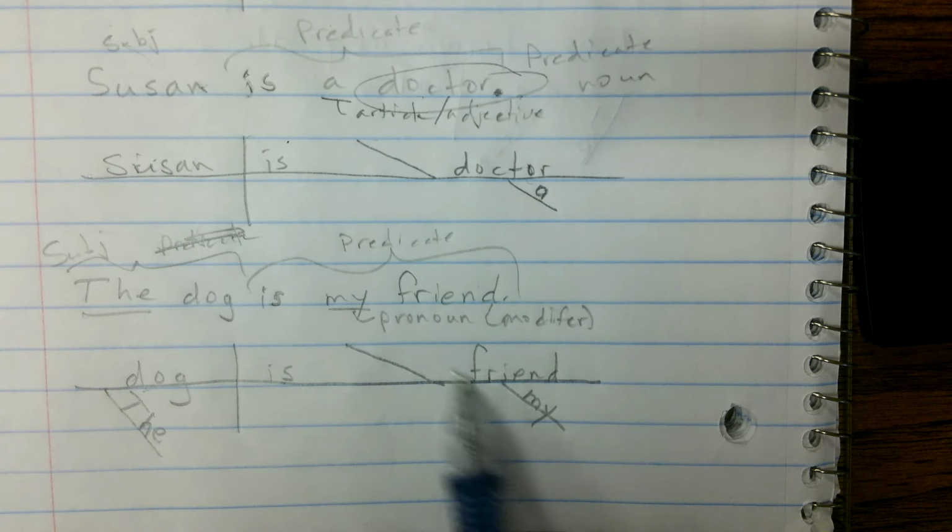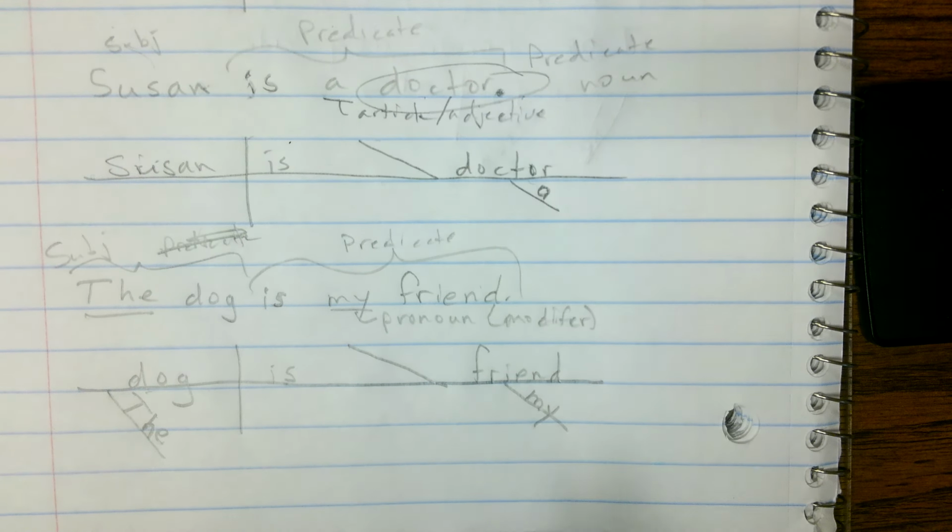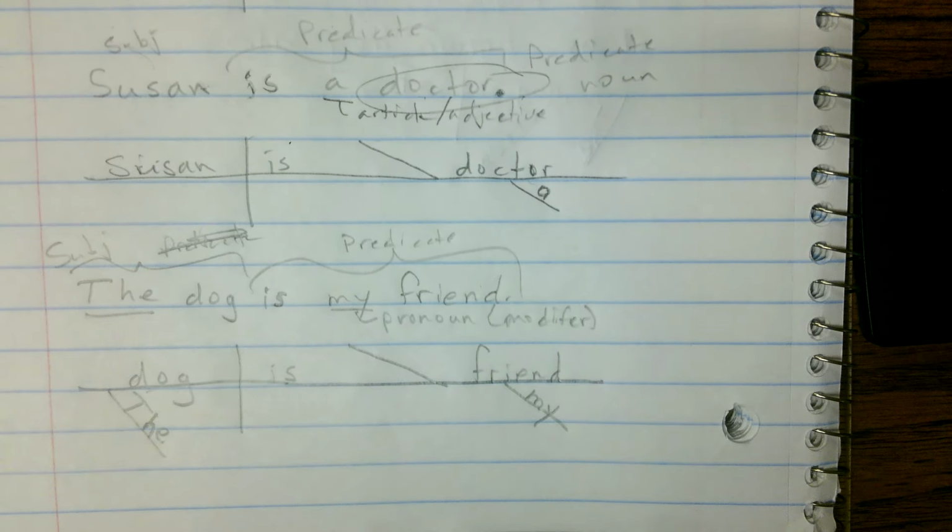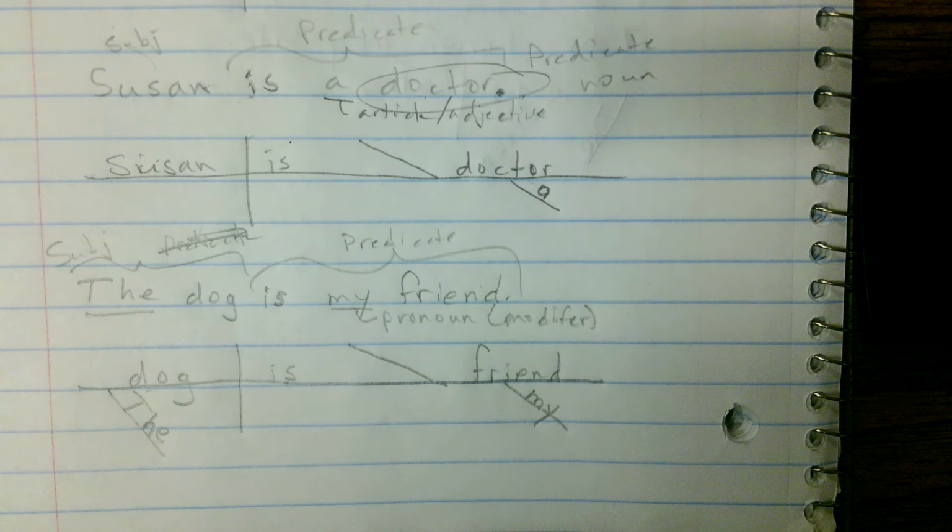Getting a few more lines drawn, etc., etc. Next time we will talk about direct objects and how you diagram those and what they are for that matter.